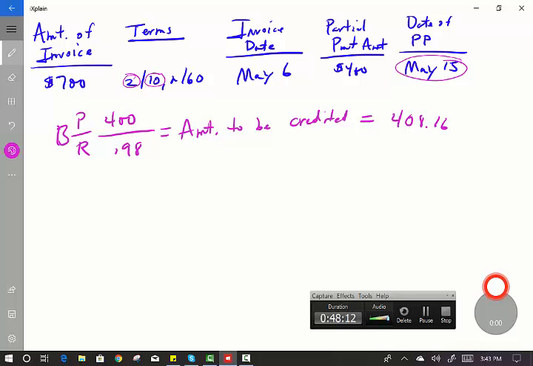I'm going to subtract that amount from the amount of the invoice to find out the balance due. So that is $700 for the total amount of the invoice, and then I'm going to subtract out the amount to be credited of $408.16. And the balance due on the invoice after the discount was applied to the partial payment is $291.84.